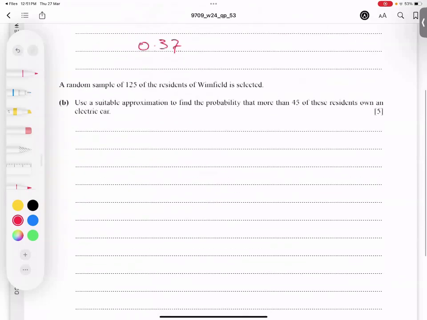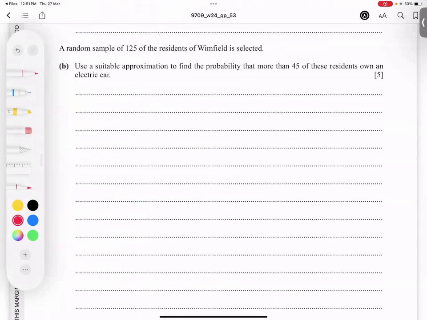I believe the point is very clear. Let's go for the next part. He's saying a random sample of 125 residents is selected. So the sample is 125 people. Use a suitable approximation. Whenever this word comes, we have to convert binomial data to normal distribution data. This is the whole working, and we have a special formula for it.